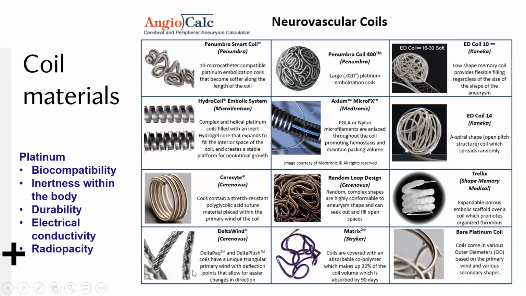For instance, this one here is what we call a delta pack. It's a triangular cross section. The primary winding there is triangular, and then it comes into a tube. The good thing is it allows for flexion. Basically, it allows for lots of room to rotate around that axis and to coil up when you're injecting it into the aneurysm.